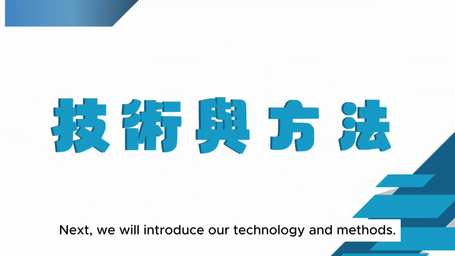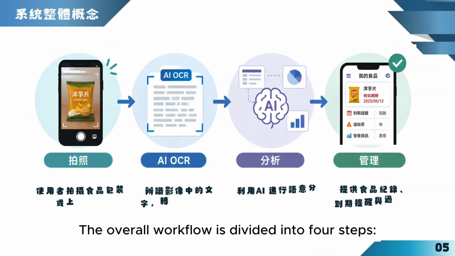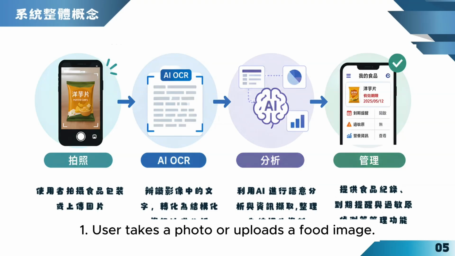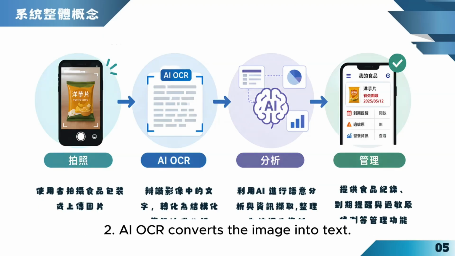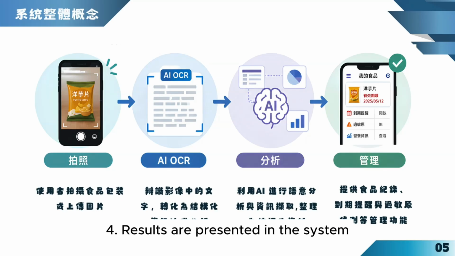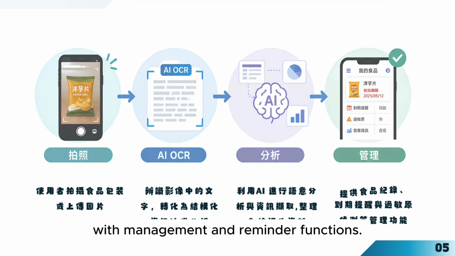Next, we will introduce our technology and methods. The overall workflow is divided into 4 steps. 1. User takes a photo or uploads a food image. 2. AI OCR converts the image into text. 3. AI models perform semantic analysis and data organization. 4. Results are presented in the system with management and reminder functions.